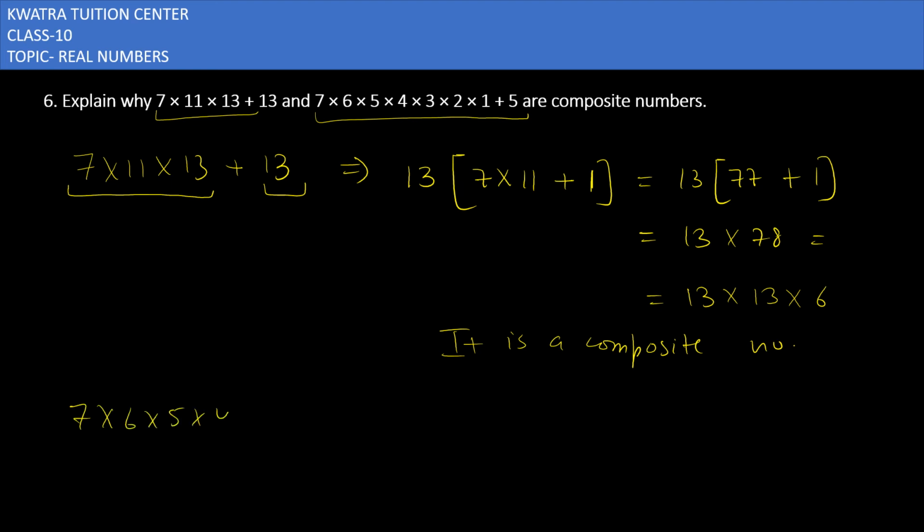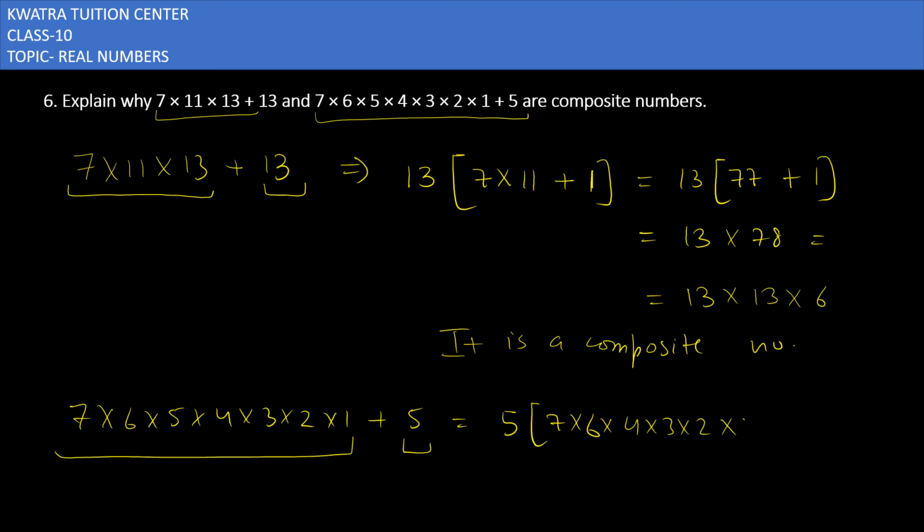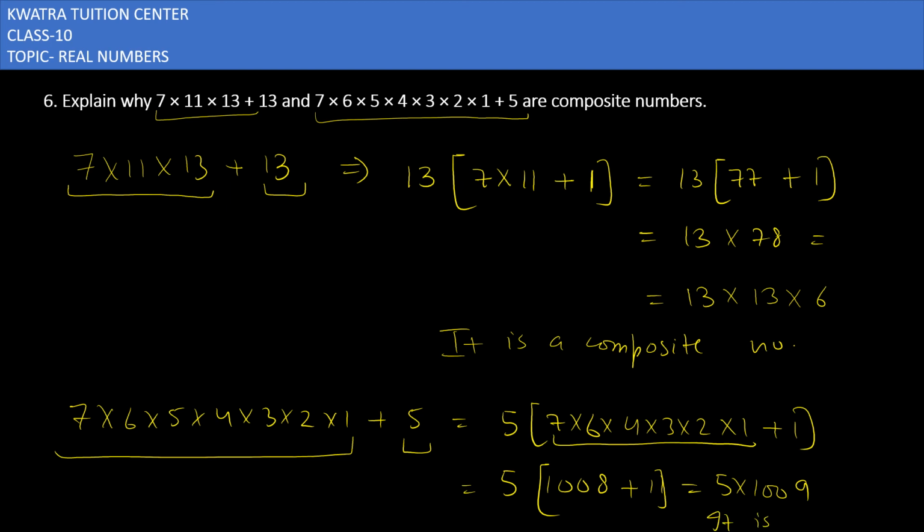7 इंटू 6 इंटू 5 इंटू 4 इंटू 3 इंटू 2 इंटू 1 प्लस 5। तो यहाँ पे भी आपको दिख रहा है दिस इज माई कंप्लीट फर्स्ट नंबर, दिस इज द सेकेंड टर्म, 5 कैन बी टेकन कॉमन और आपके पास क्या बचा 7 इंटू 6 इंटू 4 इंटू 3 इंटू 2 इंटू 1 प्लस 1। बस अब हमें फर्स्ट टर्म को मल्टीप्लाई करना है इन सारे नंबर्स को, दिस विल गिव यू 1008 एंड देन प्लस 1। तो आपके पास बचा क्या 5 इंटू 1009। 1009 और 5 हमें पता है कि एक अलग अलग फैक्टर्स हैं, so yes again it is a composite number. Now moving to the seventh one.